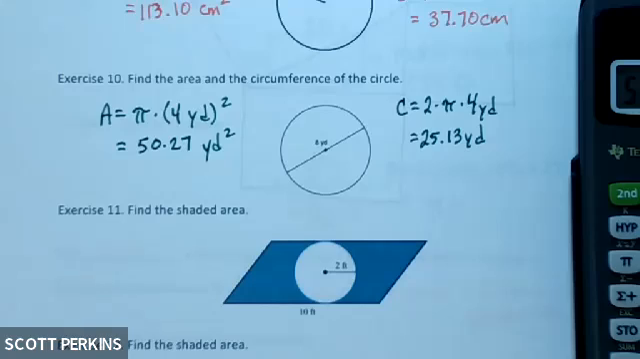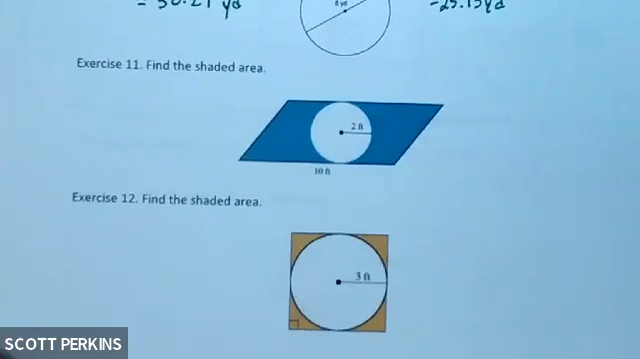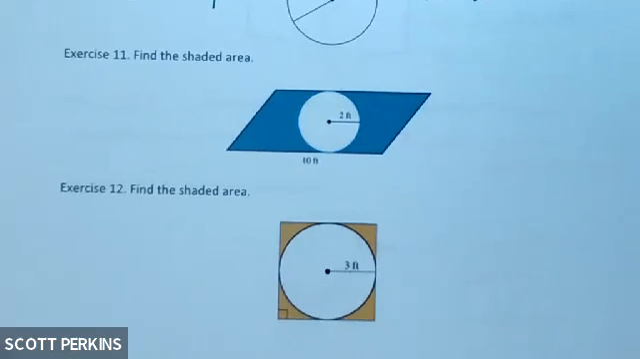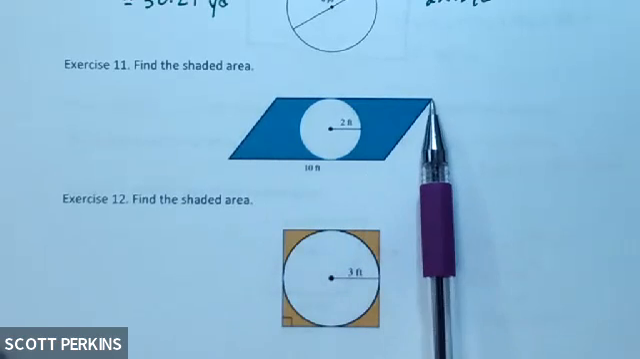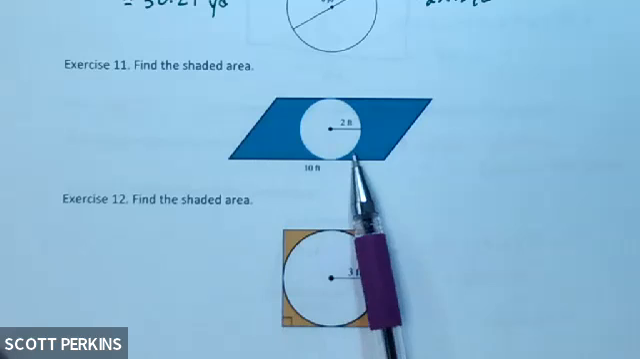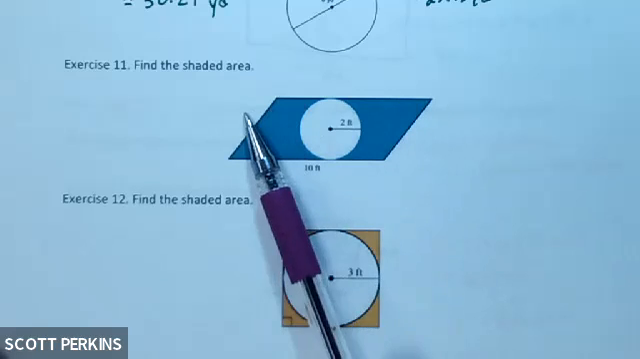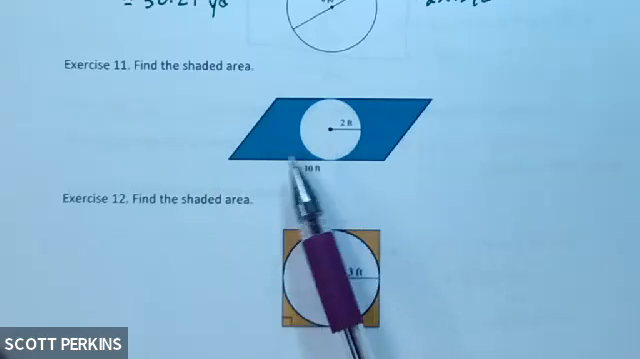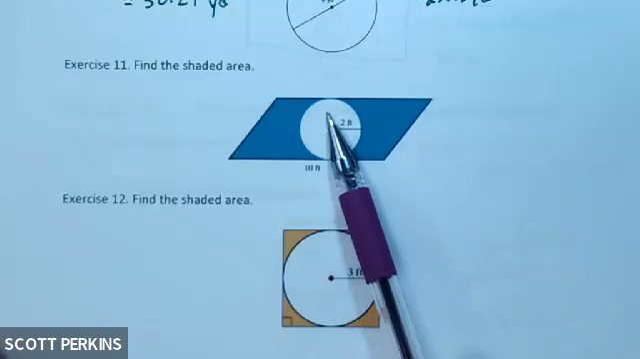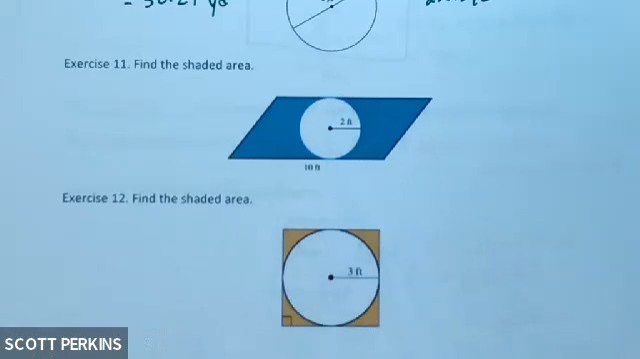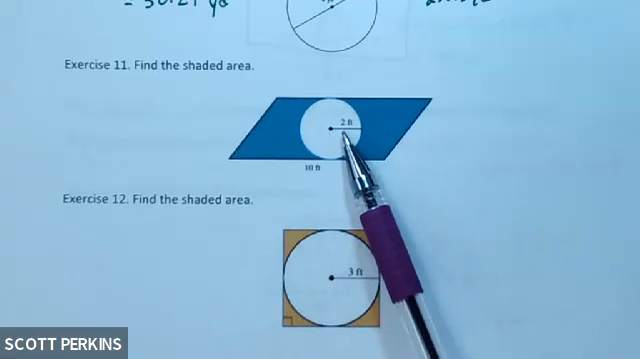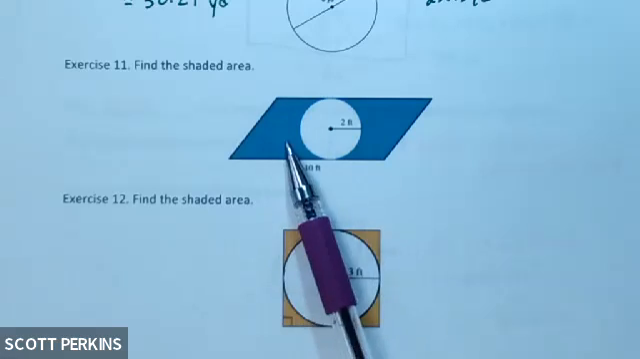Okay, so the last couple problems are just combo problems. So exercise 11, notice what we have here. What's the figure that is the bigger figure? What's this figure that I'm tracing right now? It's a parallelogram. I've got a parallelogram, and now somebody has come along and cut out a circle in the middle. And so my question to you is, what operation will we use to find the shaded area, the blue area?